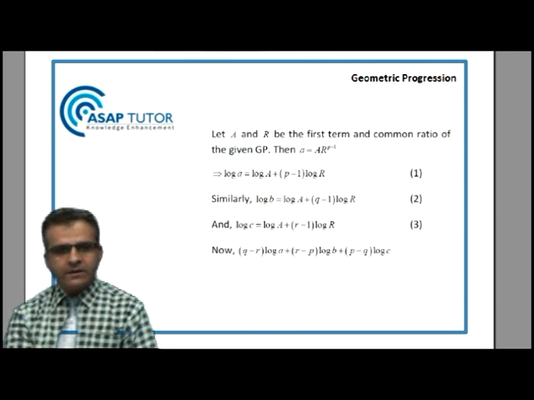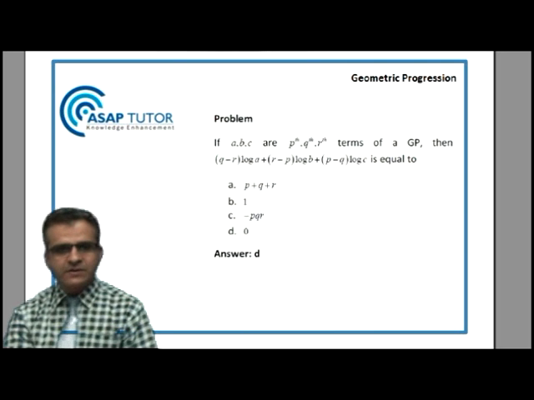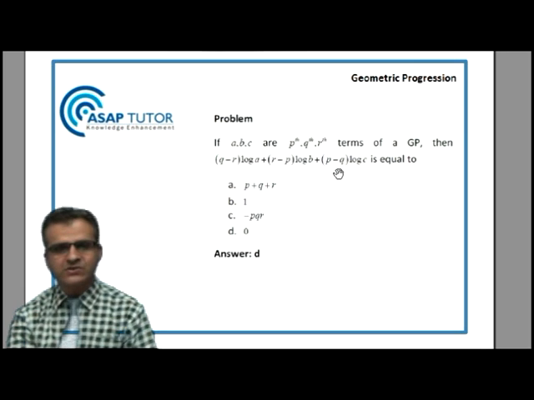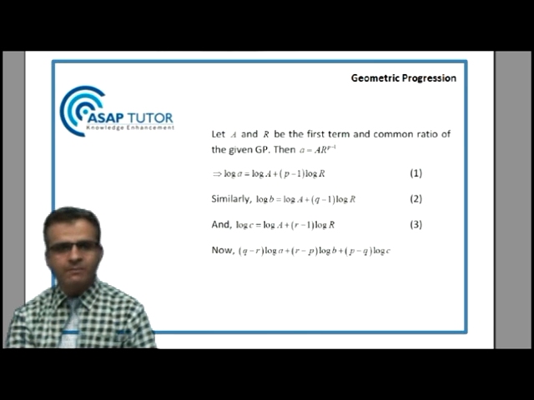Now the next is, if A, B, C are the pth, qth and rth terms of the GP respectively, that is pth term is A, qth term is B, rth term is C, then we want to find the value of q minus r log A plus r minus p log B plus p minus q log C. And here the correct option is 0. That is, this expression is equal to 0.